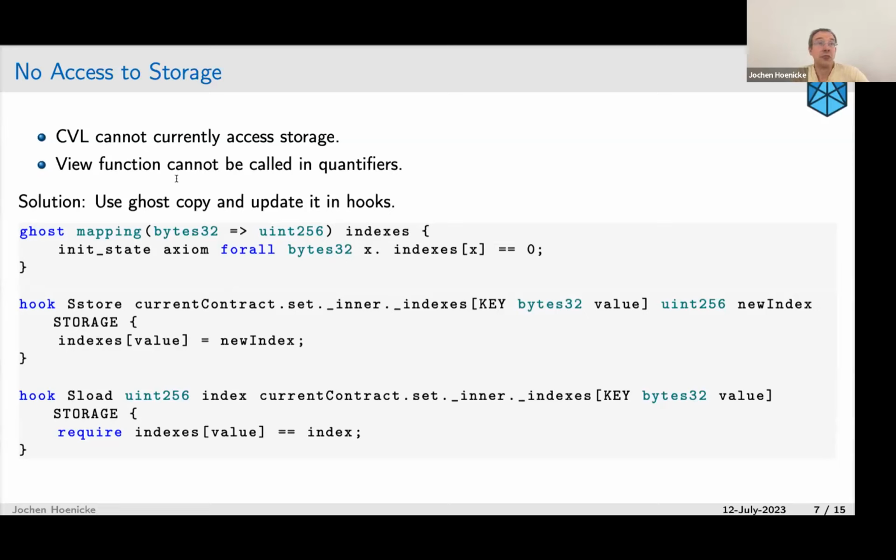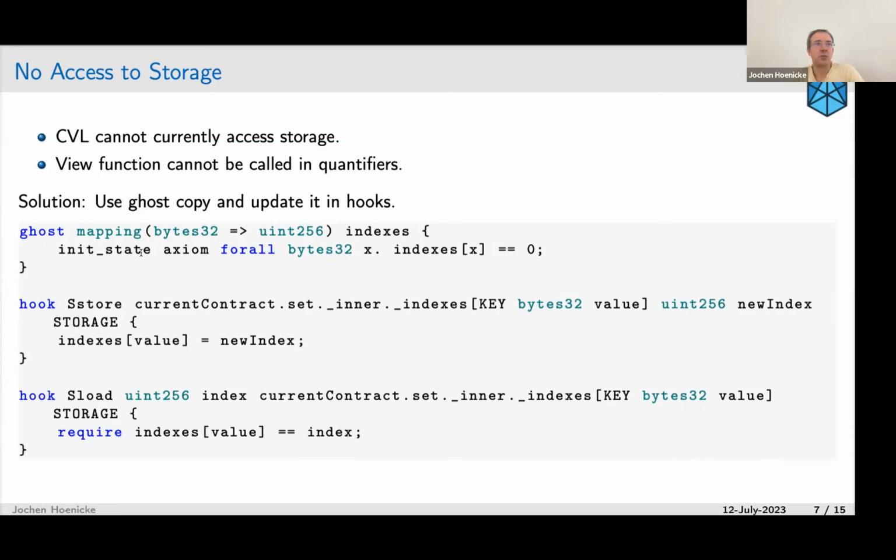So we need to make sure that the ghost copy of our variables contains the same thing as the storage variable itself. And for this, we can use hooks. Hooks are a mechanism to be notified in the spec whenever a value on the storage changes, so if someone writes to the storage, and you can even use it when someone reads from the storage.